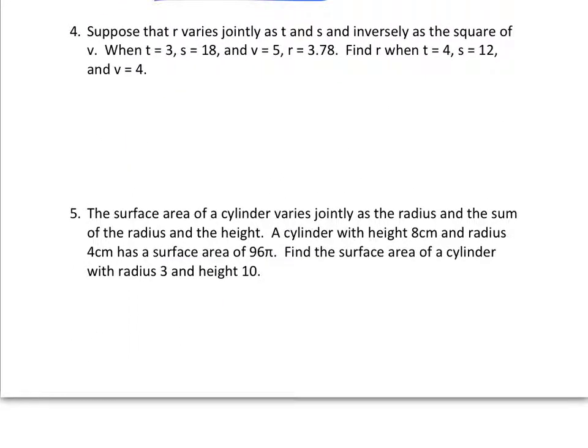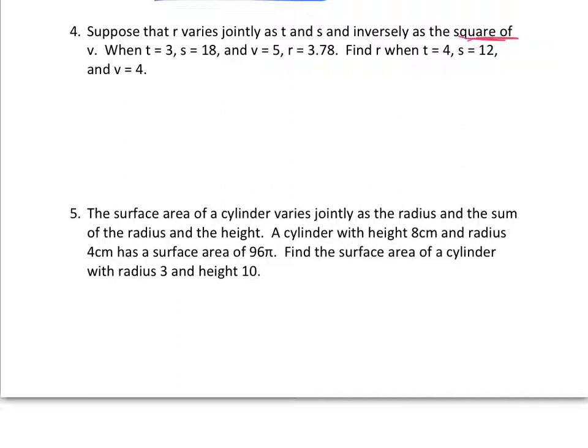And number 4, okay, we're going to do the joint variation and the inverse variation stacked on top of each other again, but this time we're going to manipulate our variables. Just like we did with direct variation, you can manipulate the variables and do stuff with them. So we've got the square of v, not just v by itself.